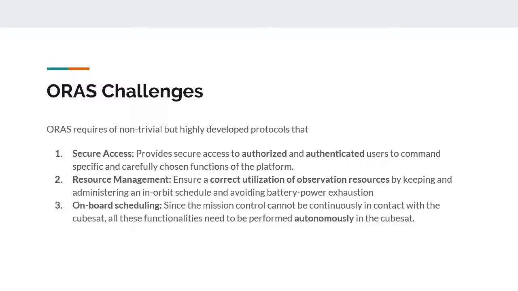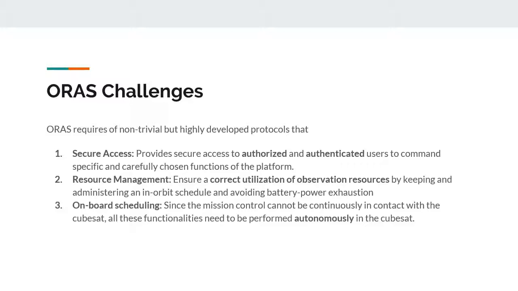An interesting point in point number two, which actually drives us to point number three, is that these users might not necessarily be connected. The satellite might not necessarily be connected to the main ground station while being commanded by these users. So this means that the satellite has to be quite smart in managing these resources, and this actually drives us to point number three, which is onboard scheduling.